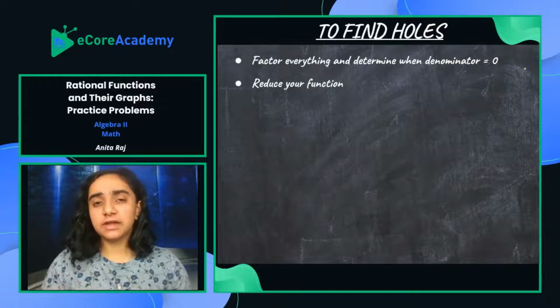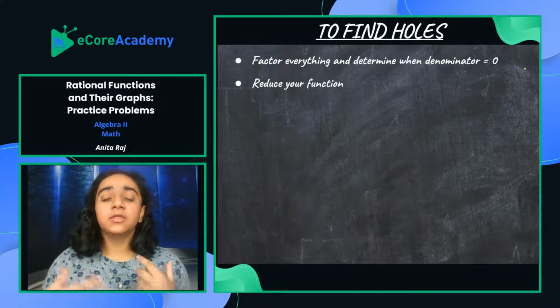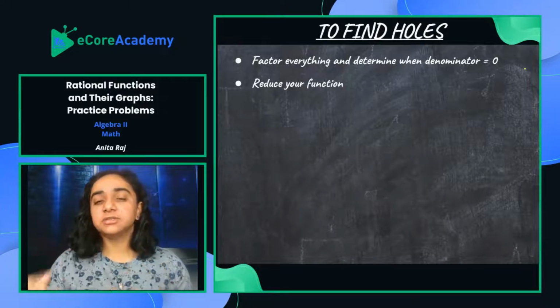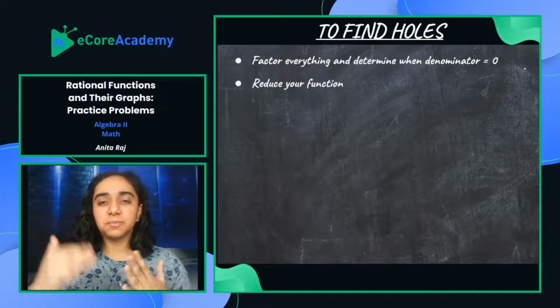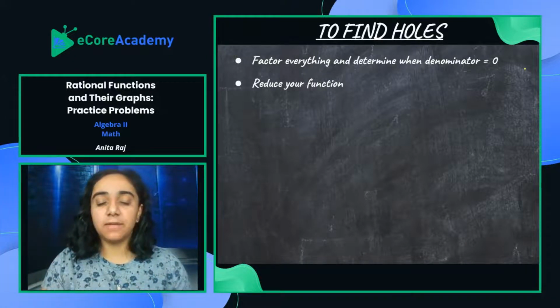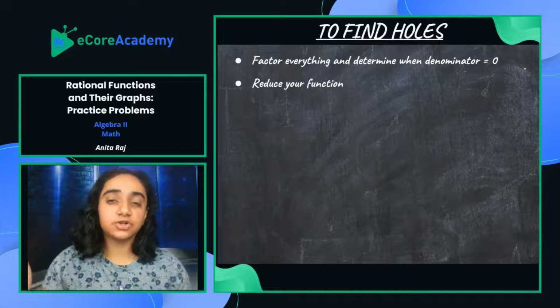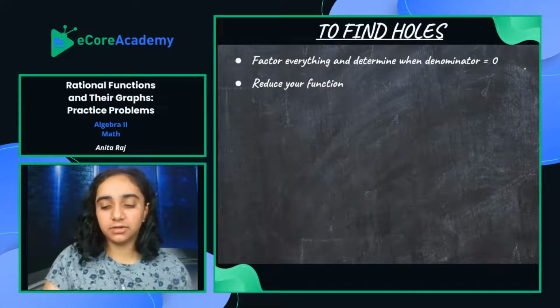So if you factor p of x and you factor q of x, you want to see if they have common factors that you can cross out. That means they cancel out. Reduce means simplify. So you're trying to factor, and then do some basic division by canceling out common factors between p of x, which is your numerator, and q of x, which is your denominator.